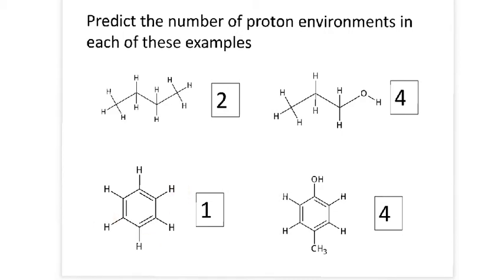only get one signal. However, on this right hand side one, you've got an OH group there and you've got a CH3 group there. So what that means is that this hydrogen here on the OH gives you one peak, and then you've got one peak for these two next to it, and then you've got one peak for these two next to the CH3, and then one for the CH3. So you've got 1, 2, 3, 4 different environments.